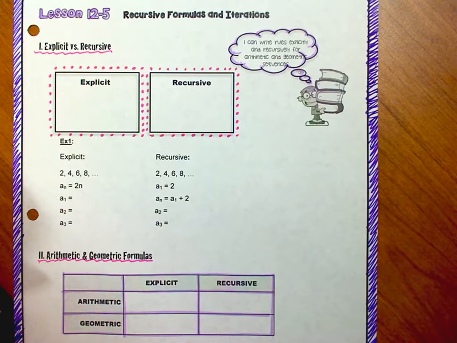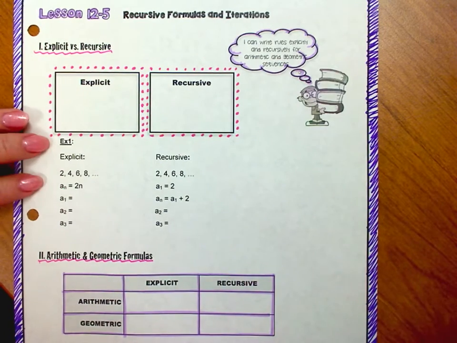Lesson 12.5 is on recursive formulas and iterations. So at the very beginning of the chapter, when we would write down terms, and after the first couple were generated from the formula, then you were able to do it on your own from then without going back to the formula. That was recursive. That's when you just look at the last term and figure out what the next term is going to be.